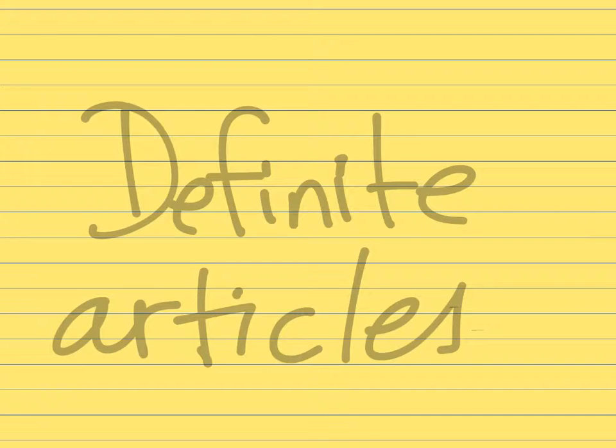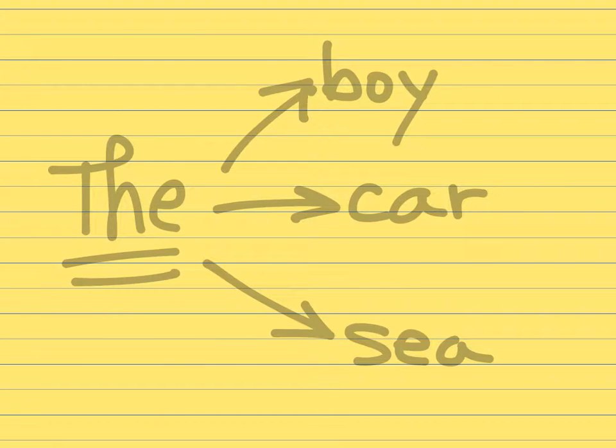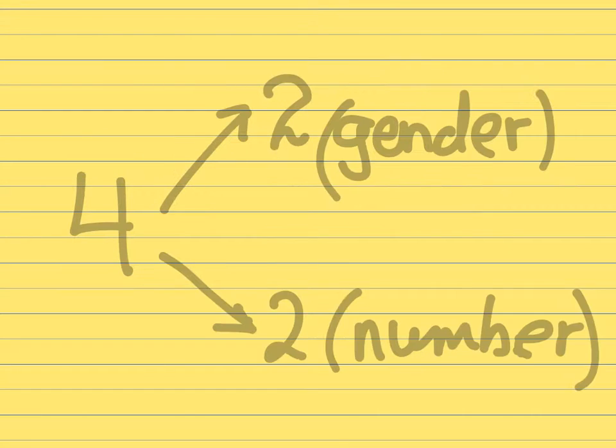So we have that the definite article in English is going to be "the," and it is always written before the noun. So we have the boy, the car, and the sea. In Spanish, we have that our definite articles can be one of four. You have two forms of genders, masculine and feminine, and two forms for numbers. It's going to be singular or plural.